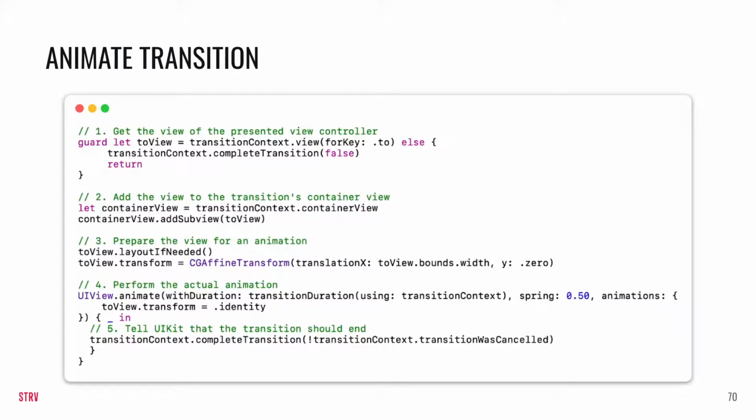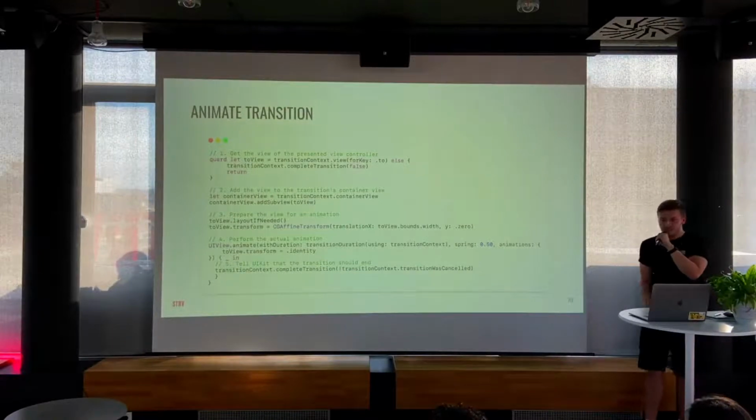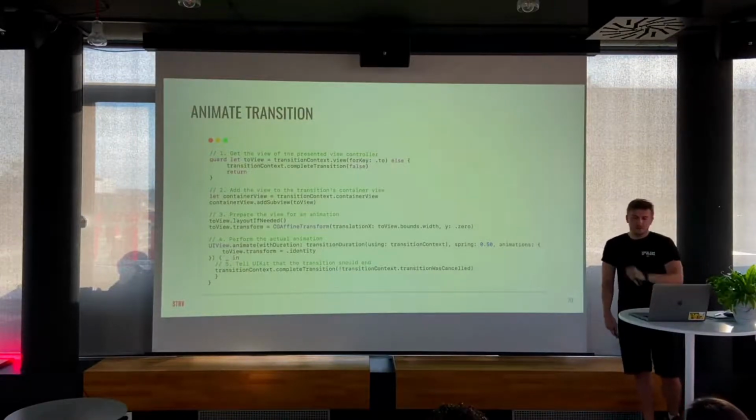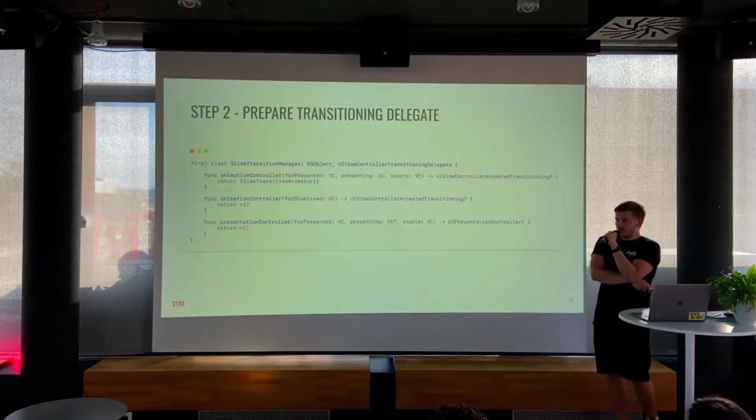We can prepare the view for the animation. So in this case, we are moving it to the right, out of the screen. And then in a simple UIView animation block, we are just moving it back. And in a completion, we are just notifying UIKit that, hey, the transition has ended. And that's it, we have an animator object.